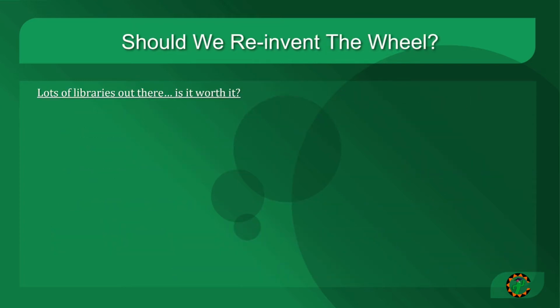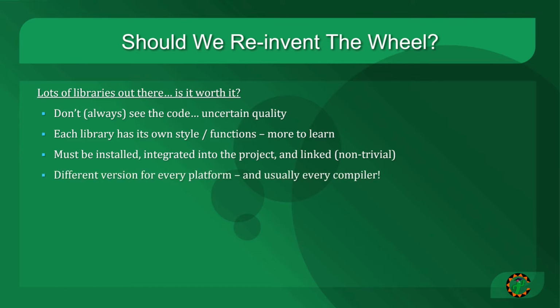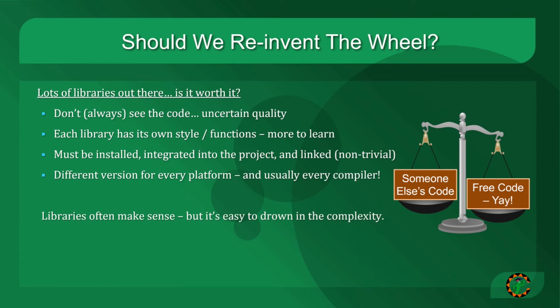There are a lot of libraries out there, and so one question you'll have to ask is, is it actually worth it for me to grab a library and incorporate it into my program? In many cases, we don't actually get to see the code itself, and this depends on the license and the implementation, and that means that the code may be of uncertain quality. Each library also has its own style and functions, and that means there's more to learn. On top of this, it needs to be installed, integrated into the project, and linked, and this is not a trivial process. If you're building something multi-platform, there's probably a different version for every platform, and even typically for every different compiler. Now, with all that said, libraries often make sense, but it's easy to drown in the complexity, so it's worth it to take the time to consider whether a library is worth it before you add that library to your project.